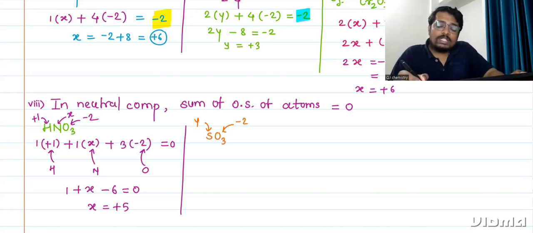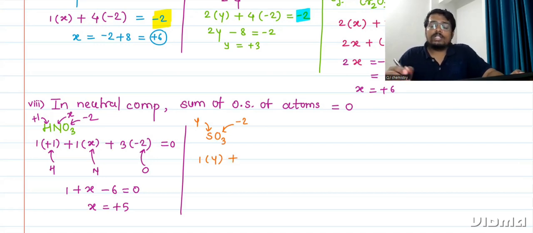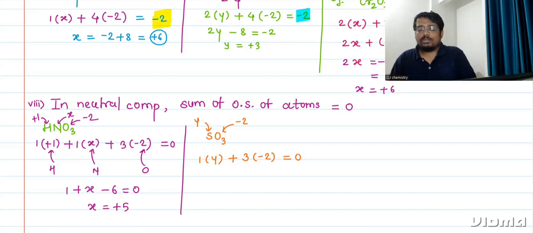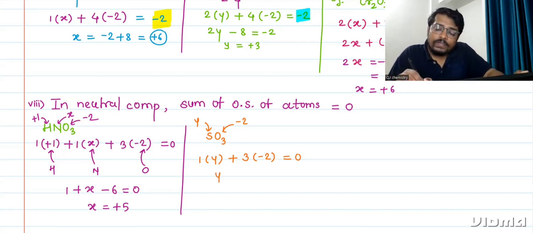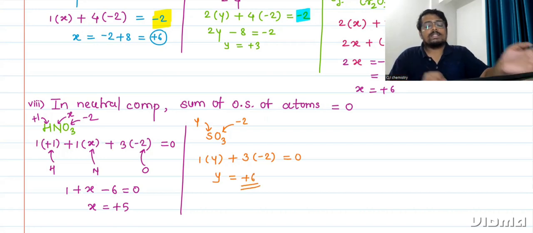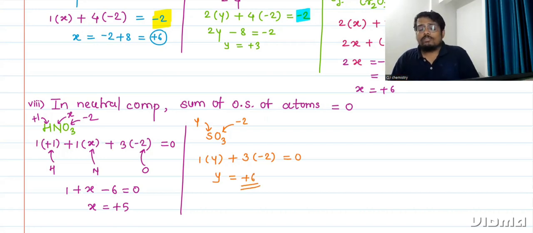Now, how many sulfur atoms? Only one sulfur atom is there. So 1 into the oxidation state of sulfur, which is Y. How many oxygen atoms are there? 3 oxygen atoms, so 3 into -2. The total charge on the molecule is equal to 0, right? So Y is equal to +6. The charge on the central sulfur atom is equal to +6.